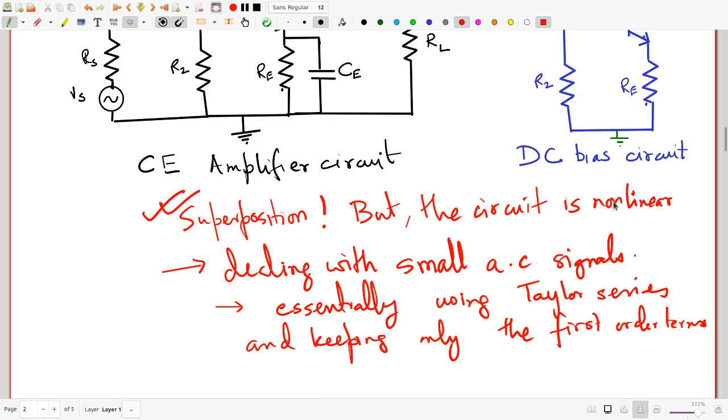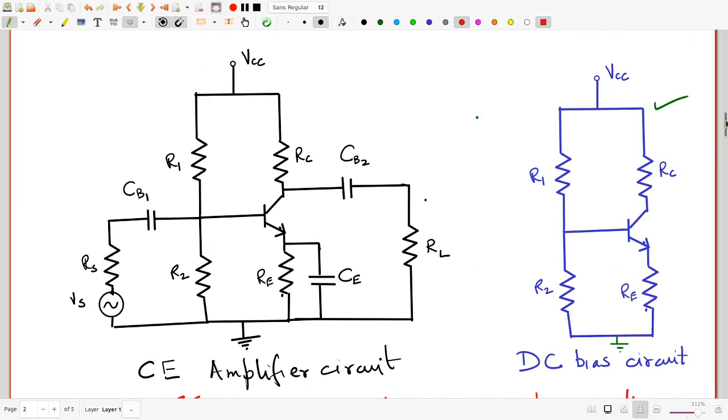So now, if we want to use superposition here, the procedure would be somewhat like this. We have already done one part of the superposition story. You treat Vs as absent, that is, replace it by a short, and figure out what happens due to VCC. Of course, there we did not even care about whether Vs was there or not, because as far as DC analysis is concerned, the capacitor CB1, the blocking capacitor, essentially blocked the source out from the circuit. Similarly, the blocking capacitor CB2 blocked RL from the circuit, which is why your DC bias circuit does not have any trace of the source or the load.